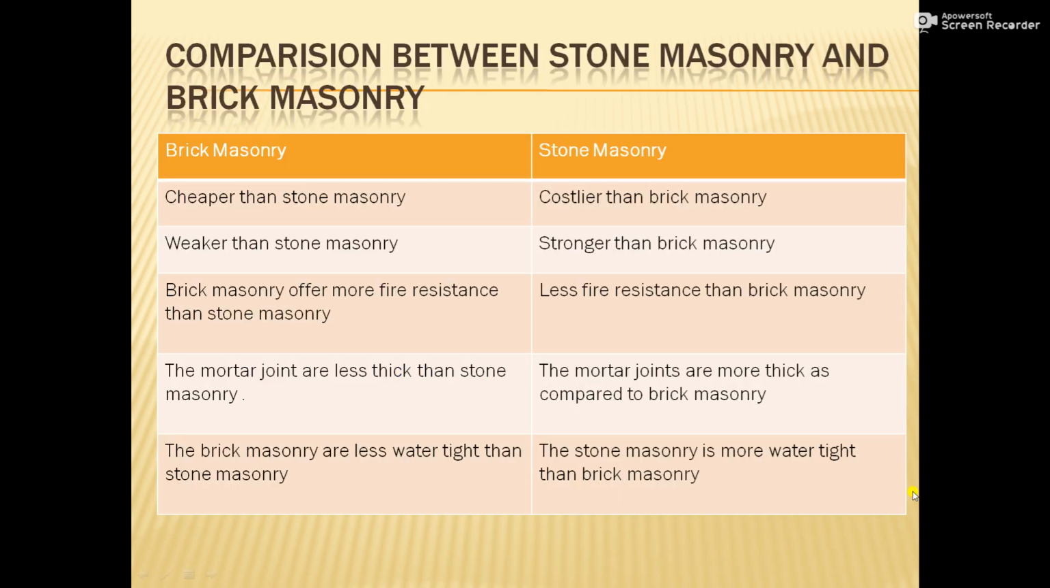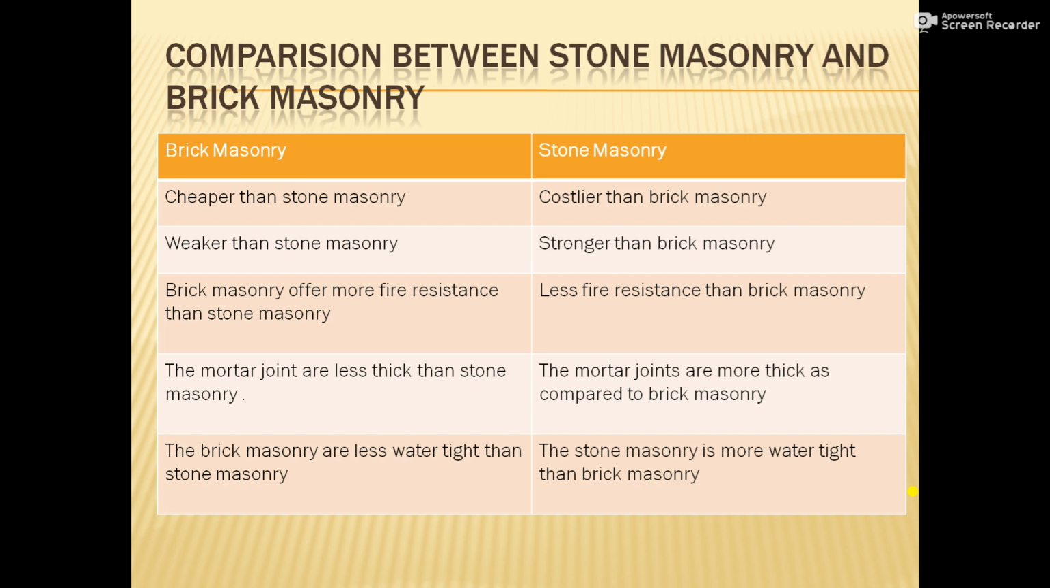Okay. Now the next, that is comparison between stone masonry and brick masonry. Up till today's lectures we have seen the different types of brick masonries, different bonds in brick masonries, how to construct the brick masonry, what precautions we have to take, what type of bricks we have to use in brick masonry. Before that we have seen the stone masonry, different types of stone masonry and the procedure to prepare the stone masonry. Now we are going to see the comparison between stone masonry and brick masonry.